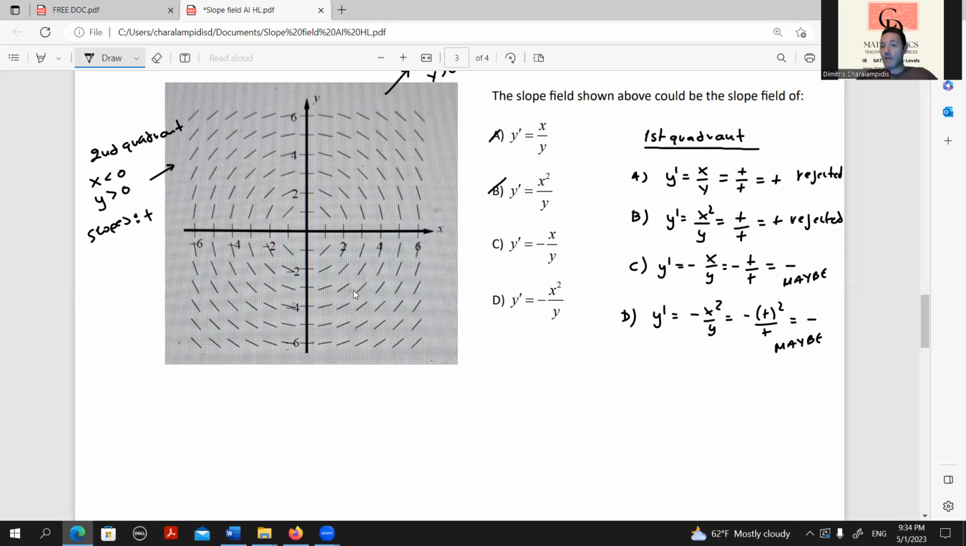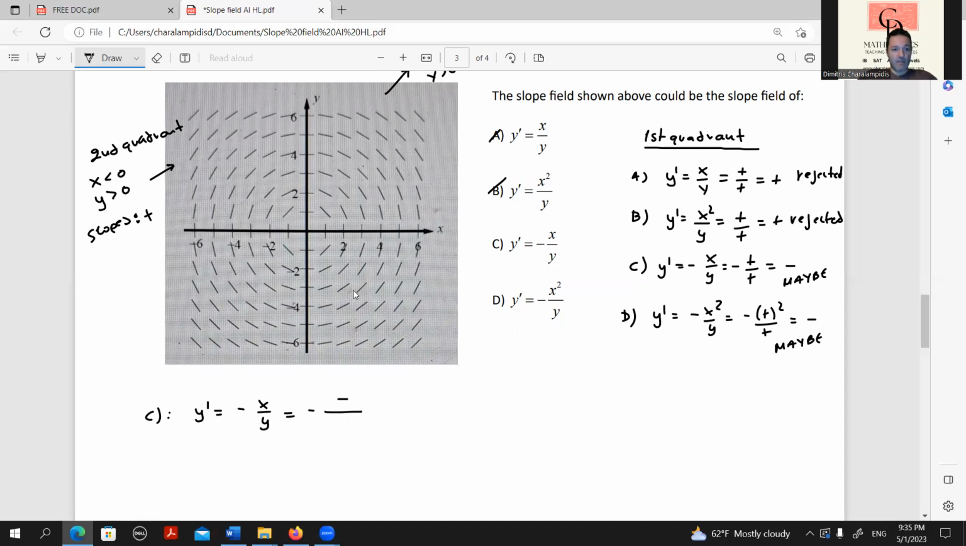Now, remember that we are left with two options now. It's either C or D. Let's work each one out. In C, y derivative, which is minus x over y, would have been negative.